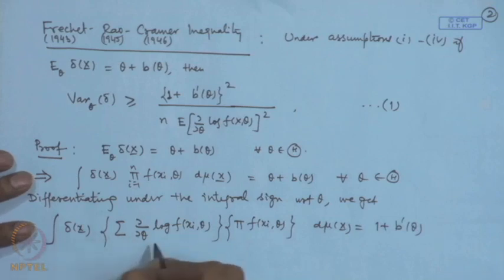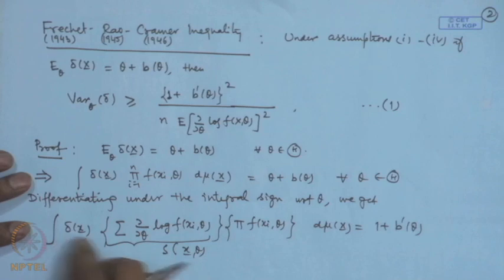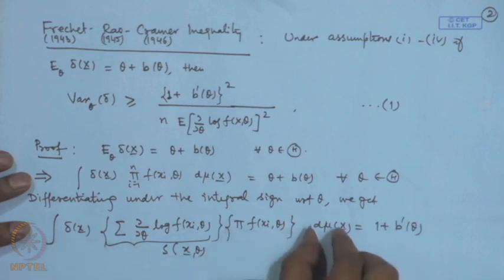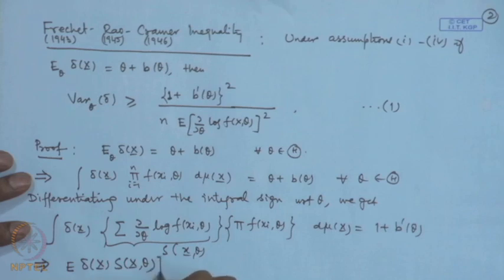Now, we use some notation. This term I call, say, S x theta. Then I am getting the integral of delta x into S x theta into the joint distribution of x 1, x 2, ..., x n, and d mu x 1, d mu x 2, ..., d mu x n. So, this we can write as expectation of delta x into S x theta. It is equal to 1 plus b prime theta.